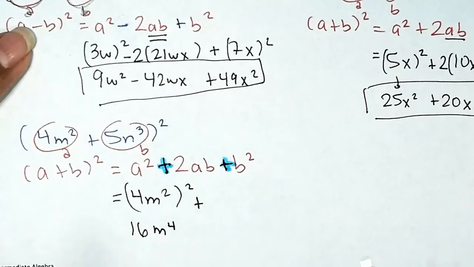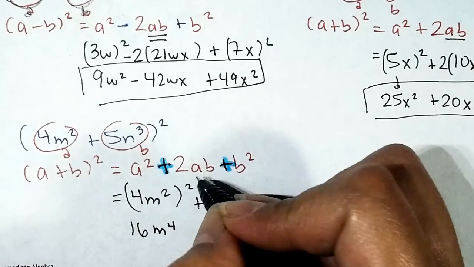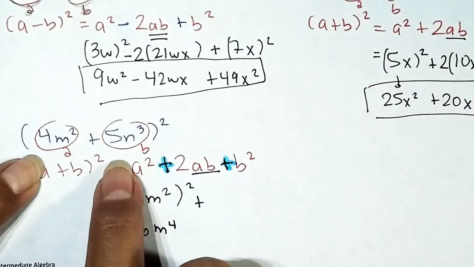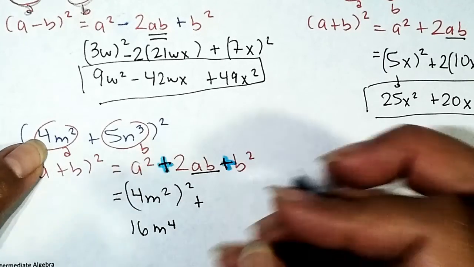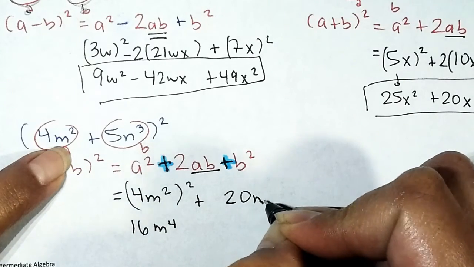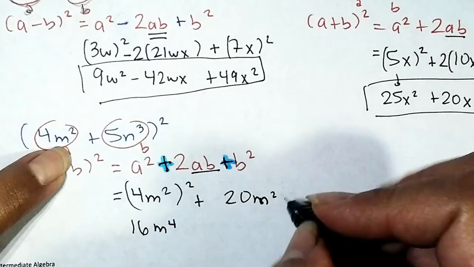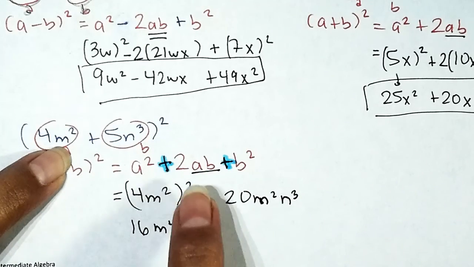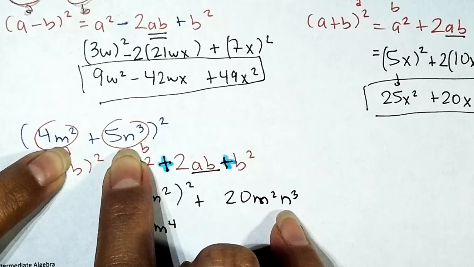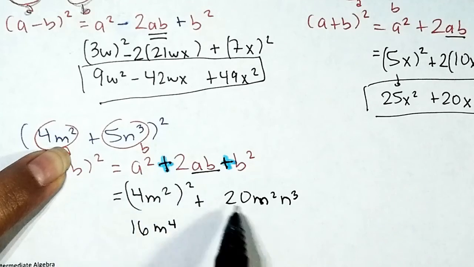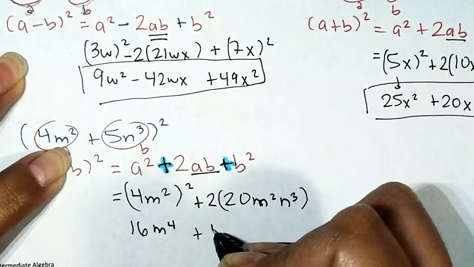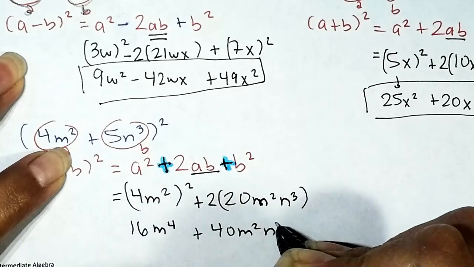Plus, the middle term is of the form 2ab. So again, mental math. We're going to find the product of a and b and then double it up. The product of a and b: 4 times 5 is 20, times the variables, m squared times n cubed. To say that more fluently, the product of a and b, namely 4m squared and 5n cubed, will give us 20m squared n cubed. Then we have to double it up, and 20 times 2 will give us 40. So that gives us 40m squared n cubed.